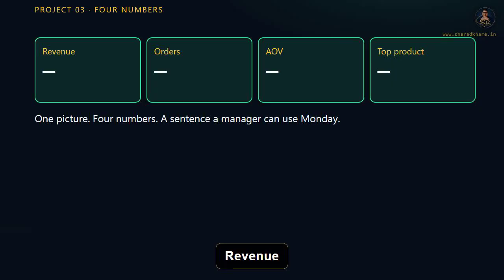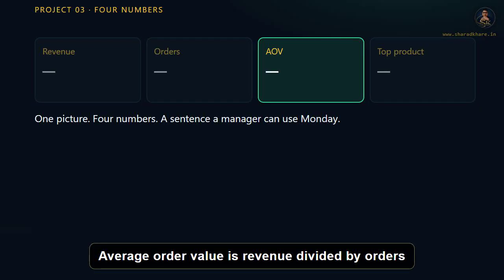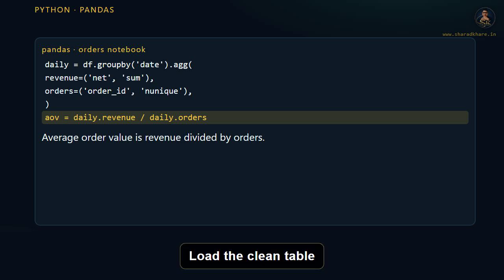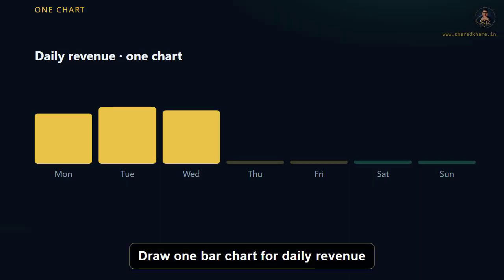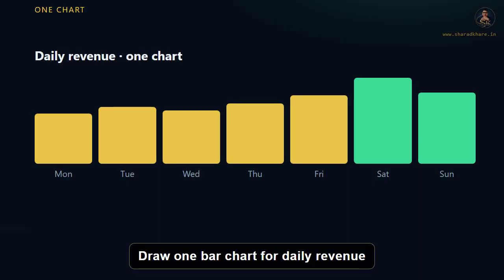Revenue, order count, average order value, and the top 5 products. Average order value is revenue divided by orders. Say the long name once, then you can call it AOV. Group by day. Sum revenue, count orders. Draw one bar chart for daily revenue. Title it, label the axis, stop.